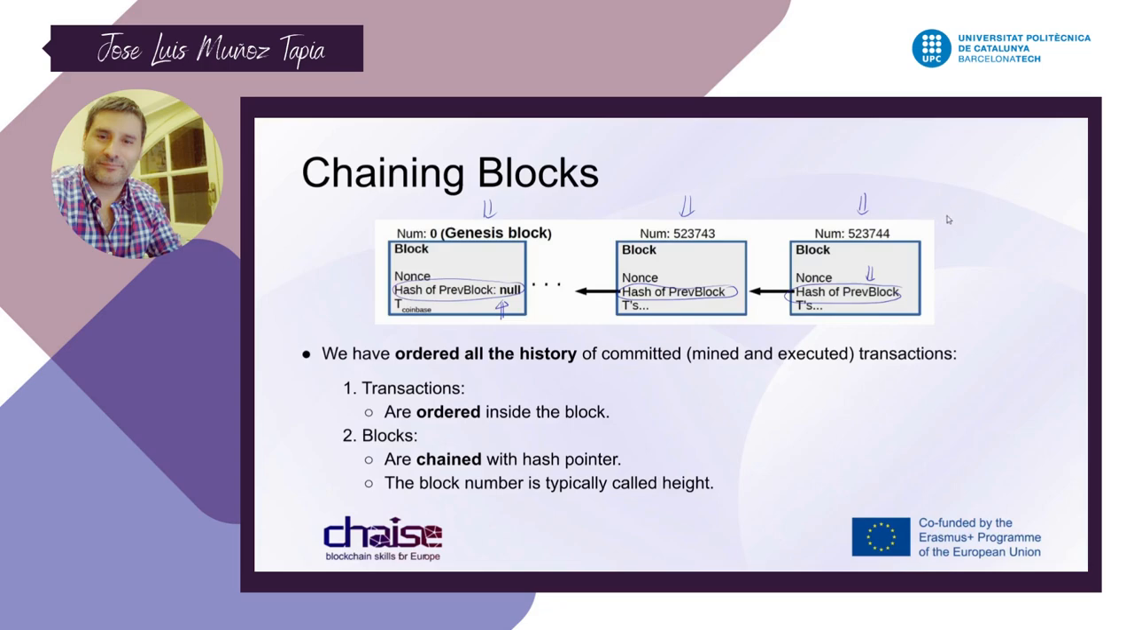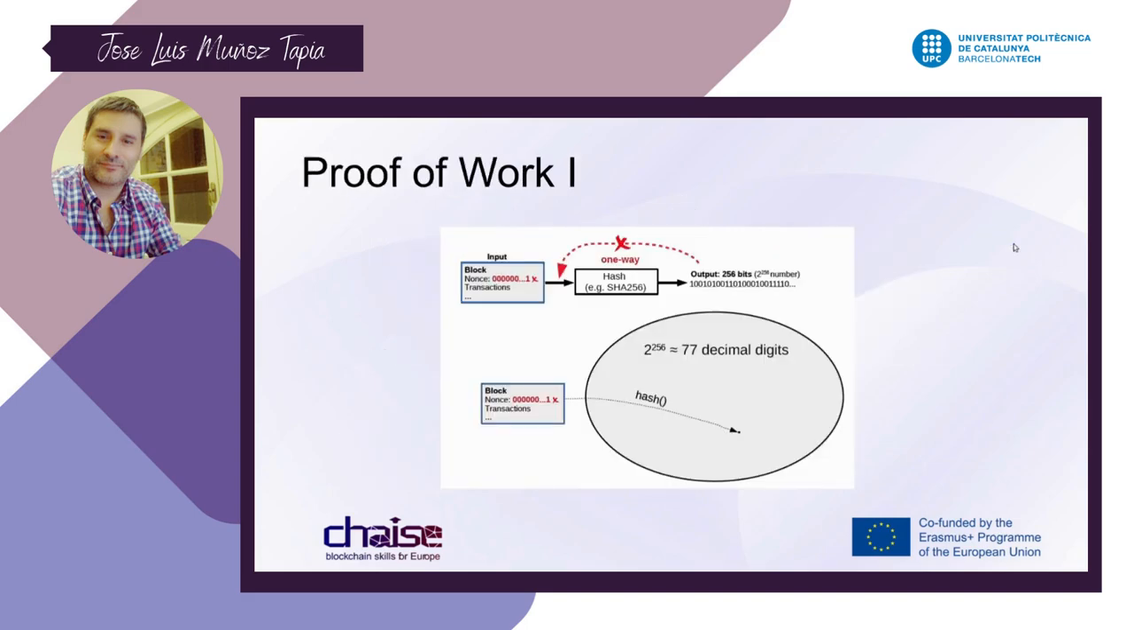The other one is for building the consensus algorithm. Here, miners need to find a number for the block, which is called a nonce. Miners need to find this number, which must fulfill some properties, okay? And the idea is that this number, this nonce, is difficult to find.